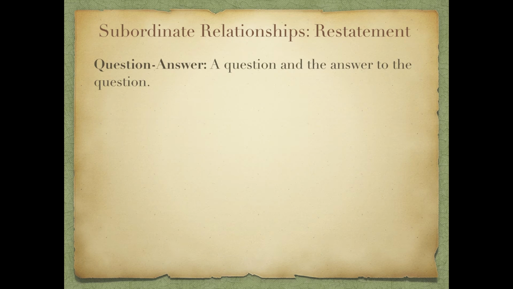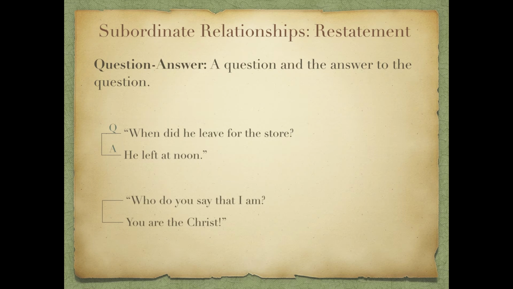The next one we have is question answer. This one's actually relatively easy. We don't need any keywords. We just look for a question and then an answer to that question. When did he leave for the store? He left at noon. So we're going to put a Q next to the question and an A next to the answer. Who do you say that I am? You are the Christ. Question, answer.